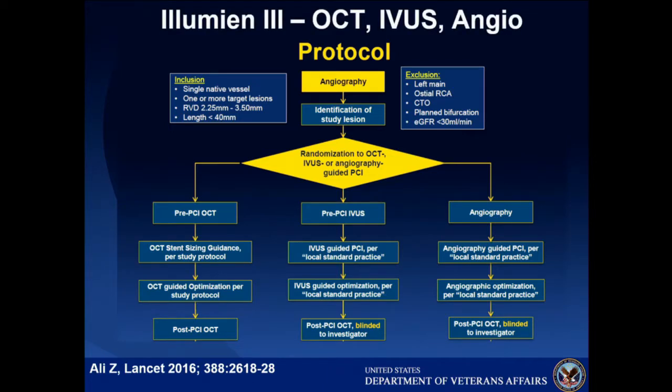So what about the actual clinical outcomes, though? And those still remain to be seen. The most recent trial was the ILUMIEN III study, which enrolled 450 patients and randomized them in a three-way trial to either pre-PCI OCT, pre-PCI IVUS, or pre-PCI angiography alone. Everybody got a post-PCI OCT, but for the IVUS and angiography groups, it was blinded to the investigators, whereas in the OCT group, the investigators had an opportunity to improve upon the OCT findings.